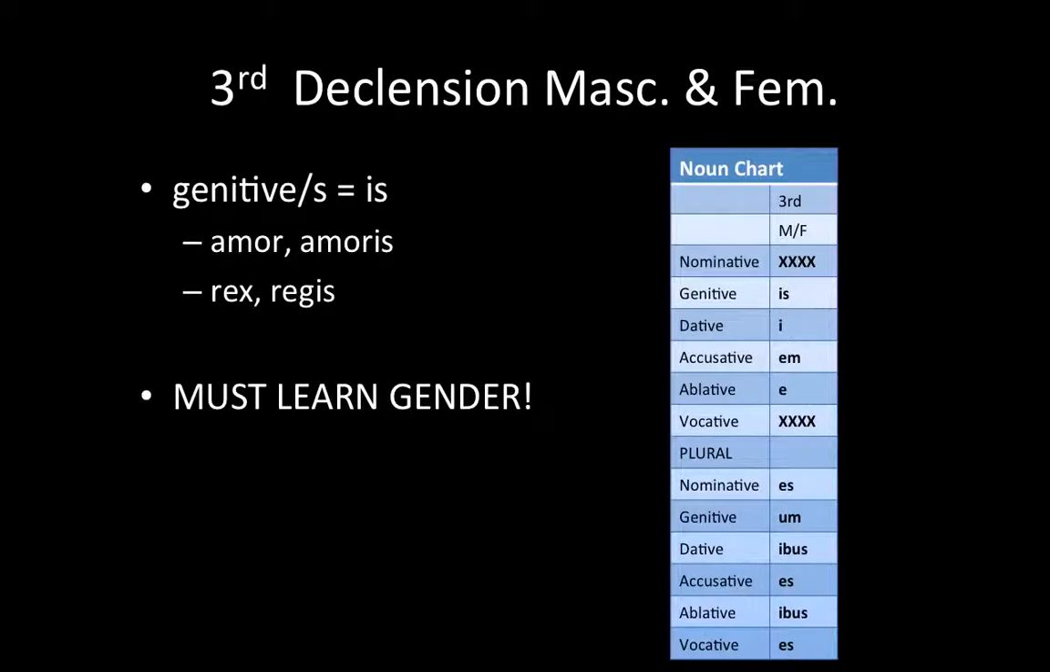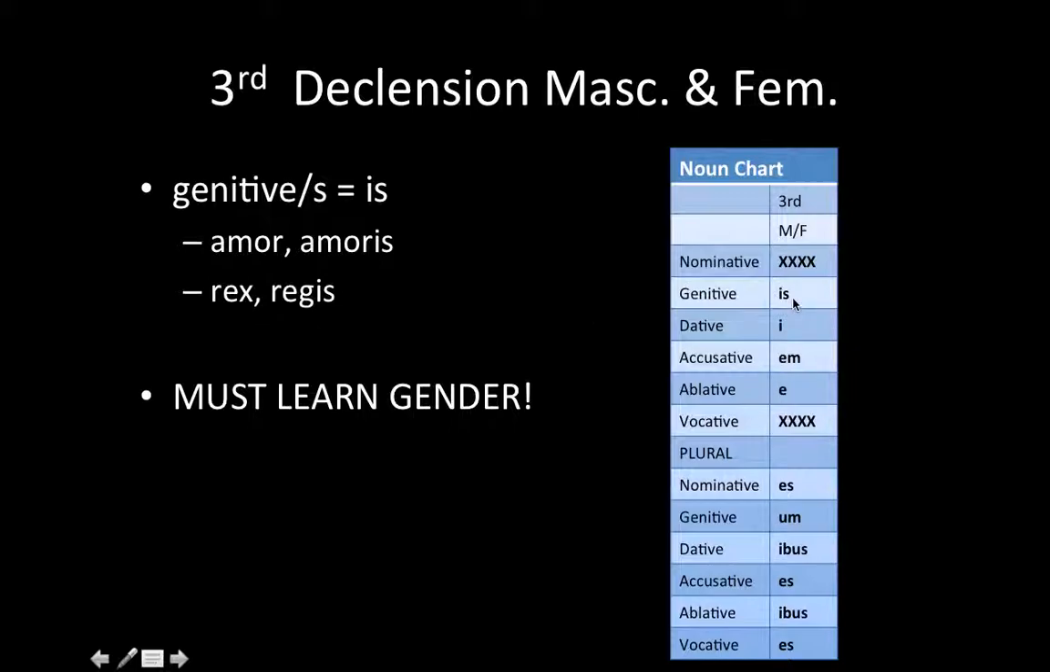All right, so third declension, masculine and feminine. The genitive singular, again, is still how you identify that it's going to use these endings. So the genitive singular is "is." Amor, amoris, and rex, regis both show this. So that's the second form, the genitive singular.